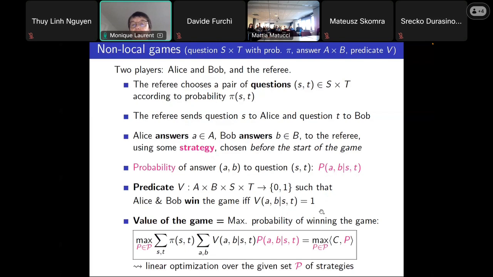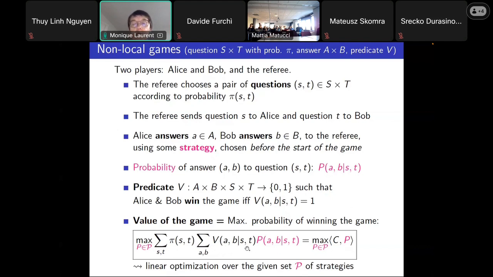And then one is interested in finding the maximum probability of winning the game. This probability is defined by this expression here. We sum over all the questions, weighted by the probability of the pair of questions. Then we sum over all the answers, sorry, but we only take into account in the summation those which have predicate value 1. If the value of V is 0, then it doesn't enter, but this is the way to write it in general.